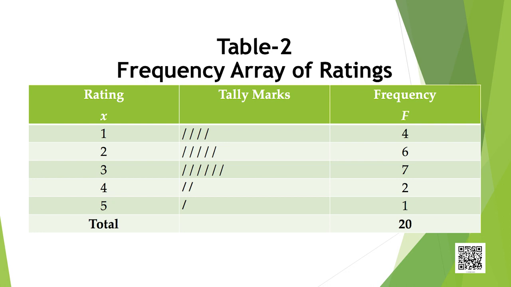We put a single tally mark for each student. There are 4 students who gave the rating 1. Therefore, 4 tally marks are placed against x equal to 1. 6 tally marks are placed against x equal to 2 and so on. For convenience, the 5th tally mark is shown across the earlier 4. This helps in counting. Let us now see the construction of frequency distribution.